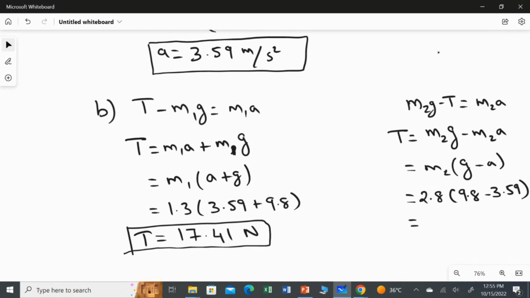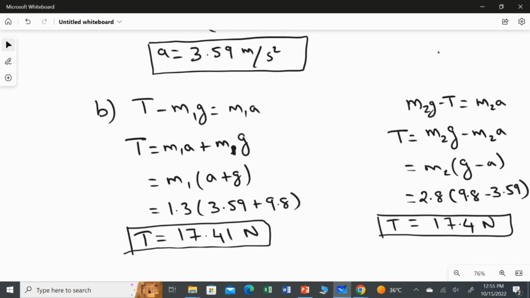So let's check the answer. 2.8 multiplied by 9.8 minus 3.59. I got exactly the same, 17.38. So I can write 17.4 Newton. So both answers are exactly correct.